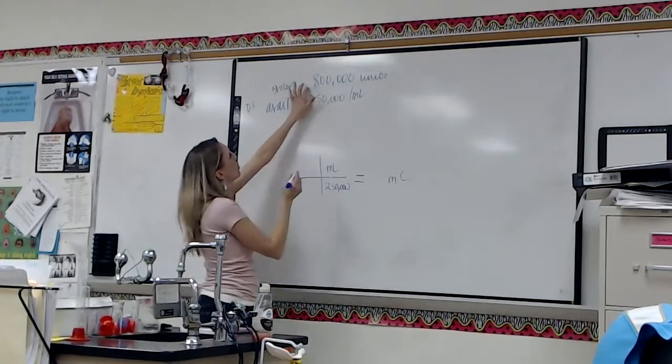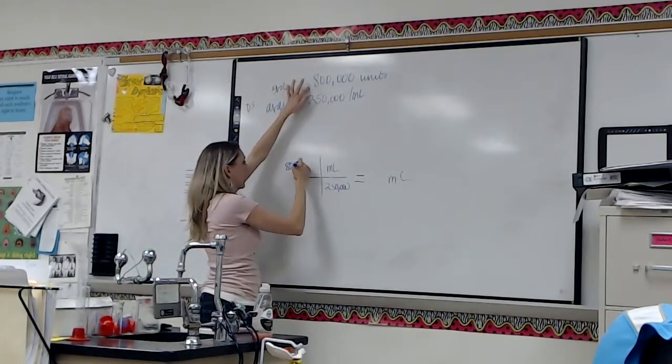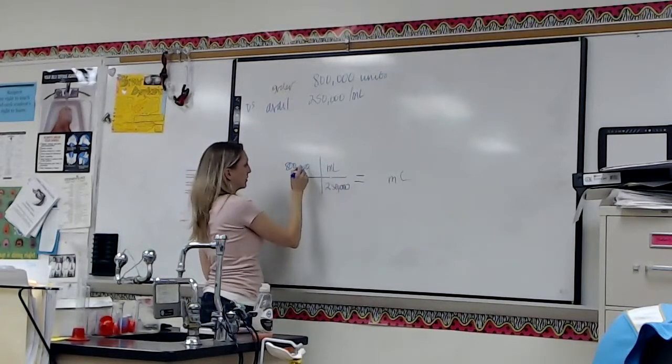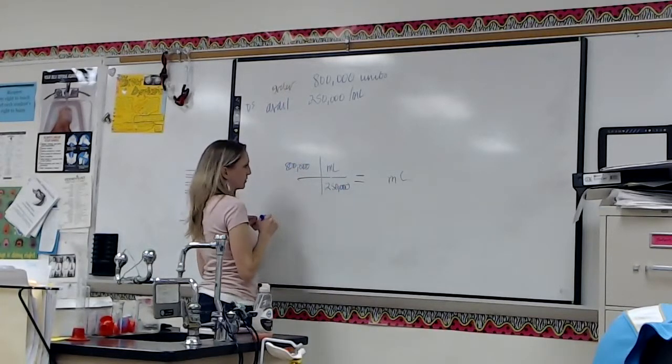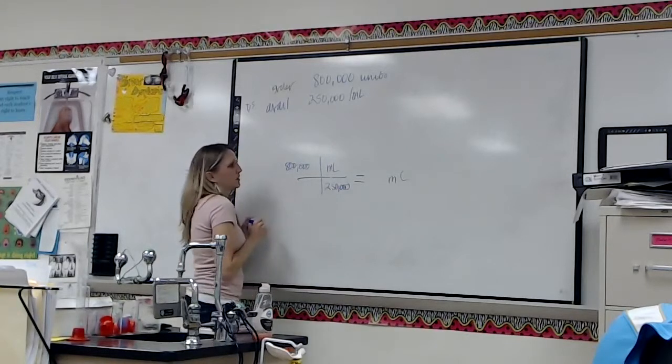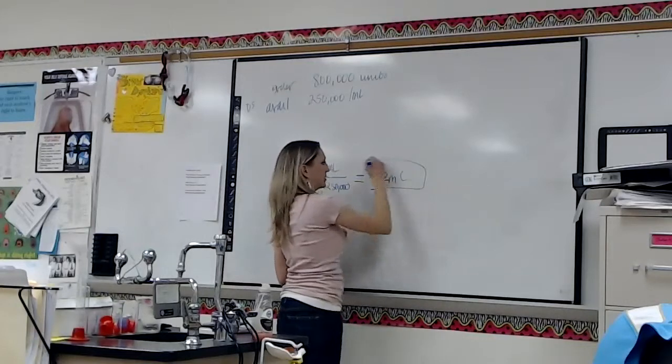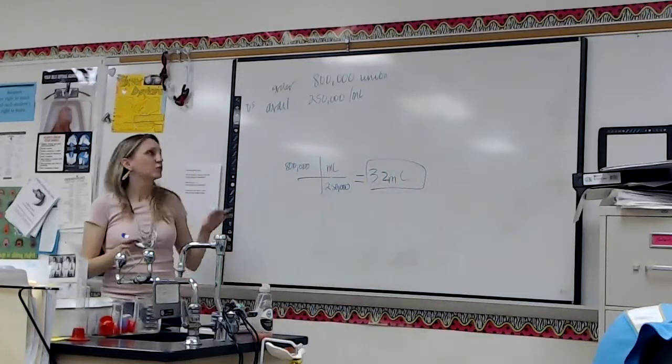And then our order is for 800,000. You divide the two, wouldn't you? Yeah, 800 divided by 250, which is 3.2. 3.2 milliliters. Okay.